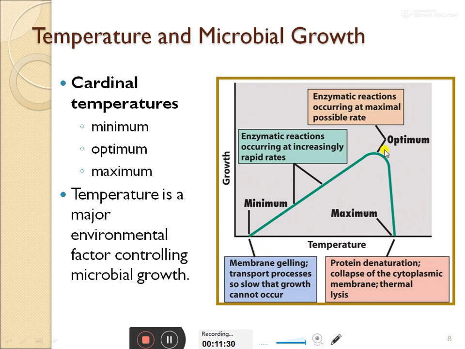From minimum to optimum temperature, the enzymatic reactions within the bacteria occur in an increasing order. At the optimum temperature, the enzymatic reactions are at the maximum possible rate, and after the optimum temperature, they start decreasing again, and this is the maximum temperature where bacterial growth is possible.